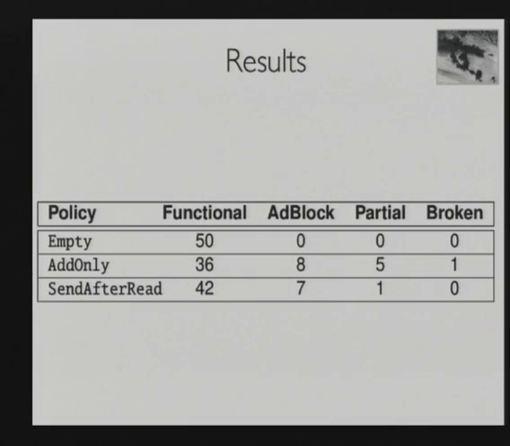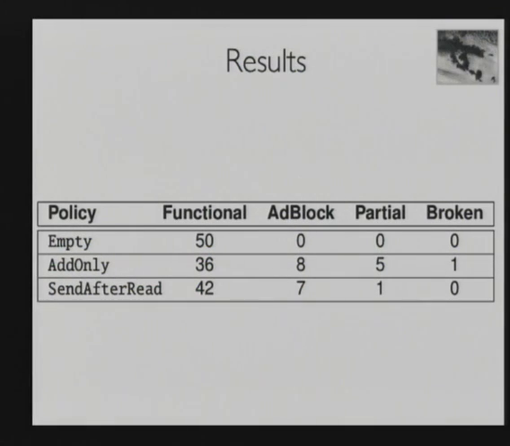We ran our system over 50 websites, half of the 50 most popular websites that use JavaScript, and we tried it out. We tried it with the empty policy, and all sites work well. Sanity check. Then we tried a policy that prevents updates to existing fields of the global object. So you're allowed to add new fields, because sometimes you need to install functions, but you're not allowed to update existing ones. And the result is 36 of the websites ran fine.